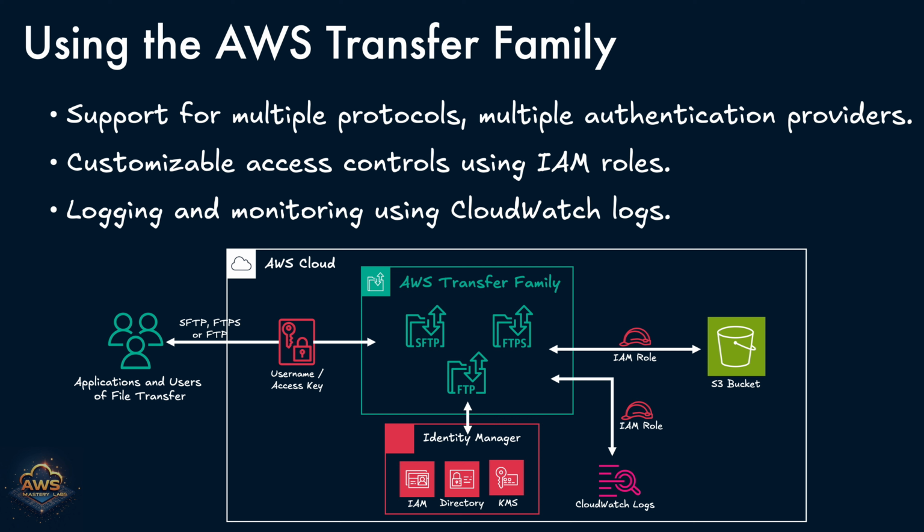Authentication is equally flexible. You can configure multiple authentication providers, including service-managed credentials, AWS Directory Service, Amazon Cognito, or even external identity providers via custom Lambda authorizers. This enables you to integrate file transfers seamlessly into your existing identity and access management workflows. Once users are authenticated, access is governed using IAM roles.